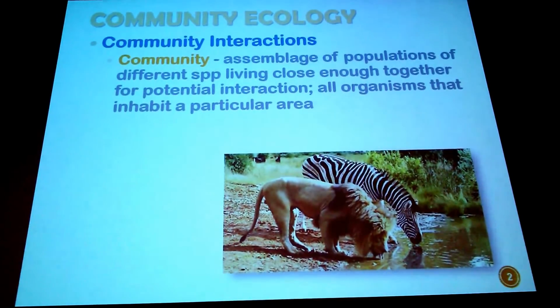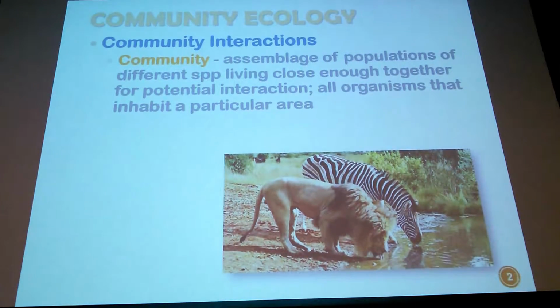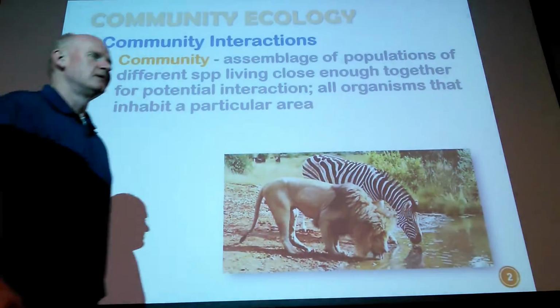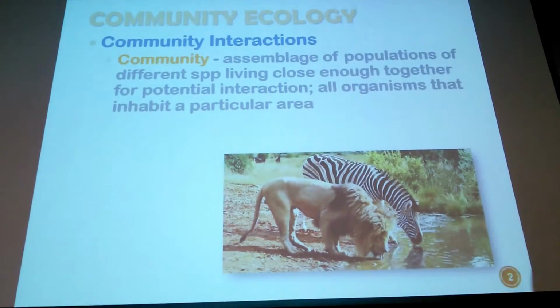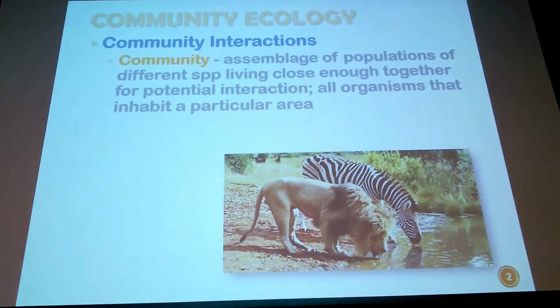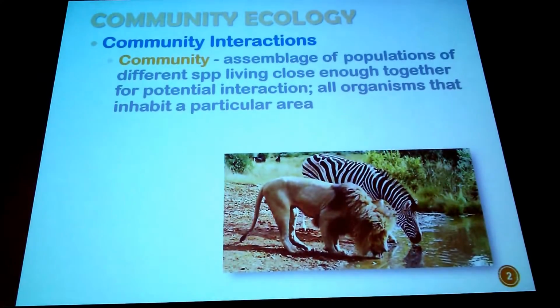Community, we've had this definition before: an assemblage of populations of different species living close enough together for potential interaction. I tweak the definition a little bit. If I ever ask you for definitions, I might give you something a little different for a term because it's in two different locations and might need a little tweaking to fit better. Whatever you give me, as long as it's correct, I'll be okay with that. A community is all organisms that inhabit a particular area.